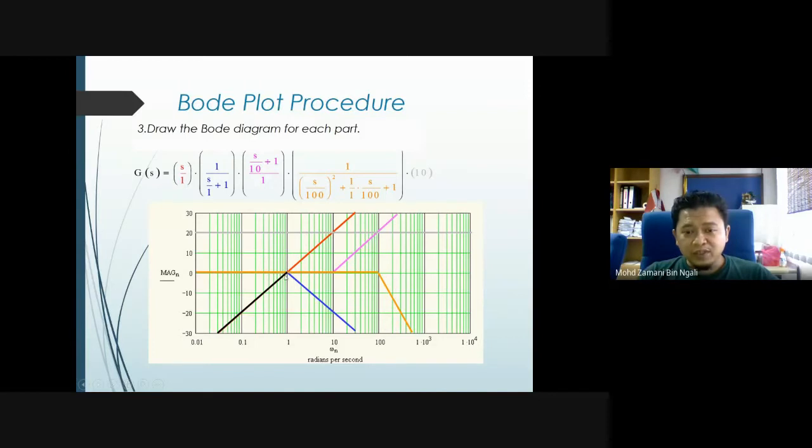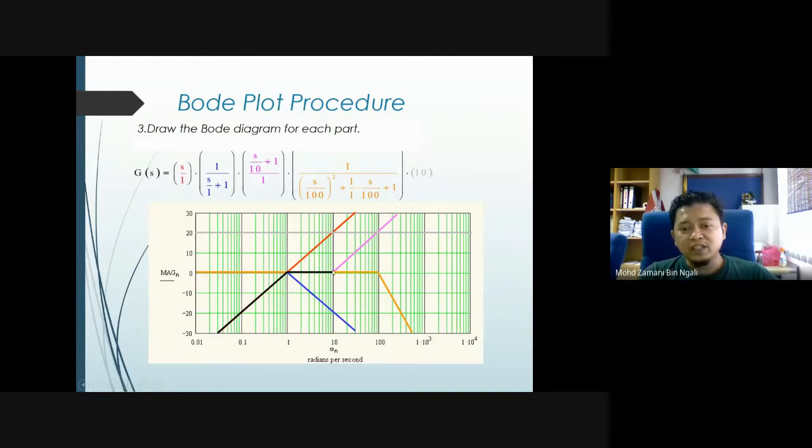Up to this point, the blue color changes its direction from 0 degrees to this slope, negative 20 decibel per decade. So it means that the black color will reduce by 20 decibel per decade. So this one is 20 decibel per decade minus 20 decibel per decade. You will have this line up to this point.